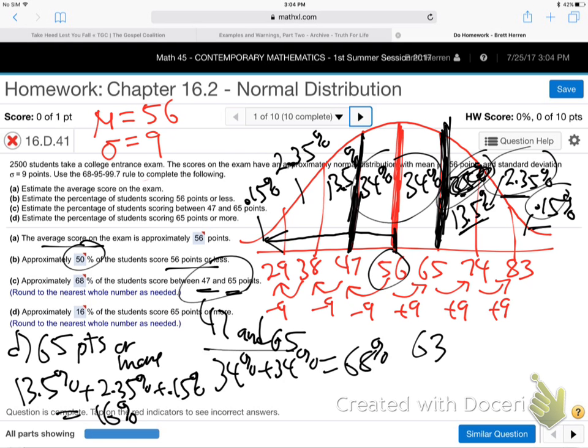Approximately what percent of the students got a score of 65 or more? Because that's a good score. So here's the 65 or more. 13.5, 2.35, 0.15. So you add up these percentages, because I did 65 or more, so I added up those three percentages right here, 13.5, 2.35, 0.15, and I got 16%. So 16% of the test takers got that score or more. Does that make sense?